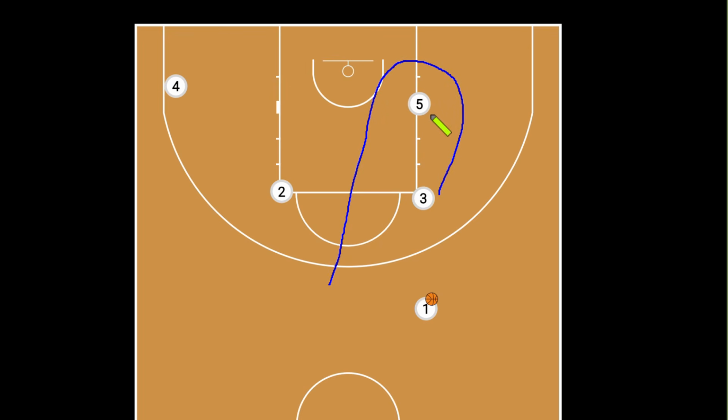As that happens, though, number 5 is going to step in and set a little screen here for number 3 on the way over. So number 3, like I said, is cutting. Number 5 is stepping in to set a little screen as number 3 does that. Number 3 is continuing until number 3 gets to the 3-point line. Once that happens, number 1 is going to feed the ball over here to number 3.